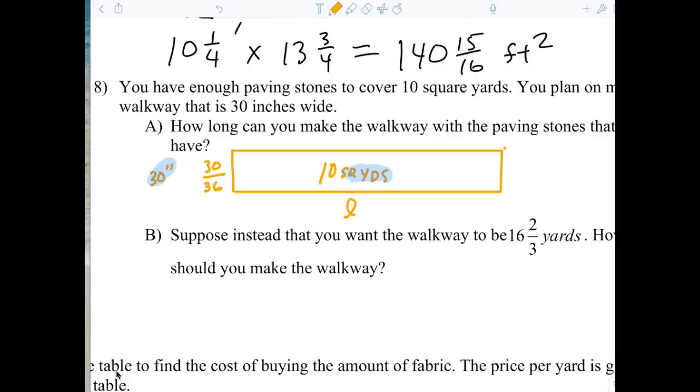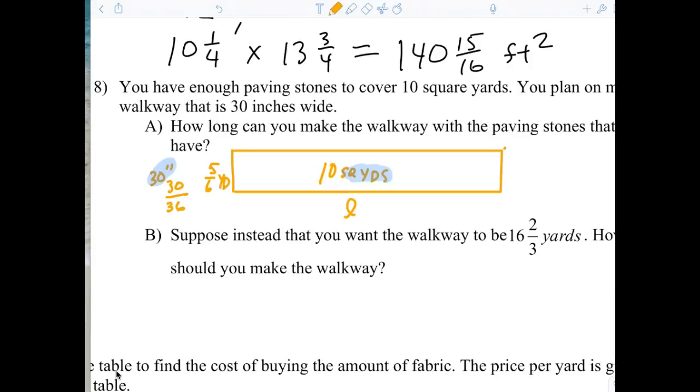Just to make sure you understand, we could probably reduce that in our head, but if you want to, do 30 ABC 36 and hit enter, and it will actually reduce the fraction for you. When I reduce that fraction, it reduced to 5/6. So 30 over 36 reduces to 5/6 of a yard. If I'm not clear, let me know. Is everybody happy with that so far?